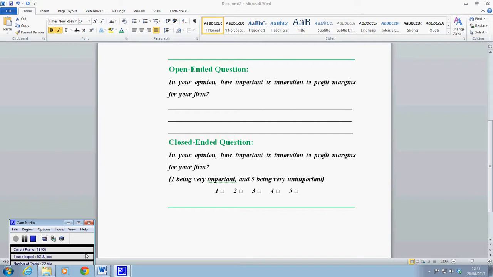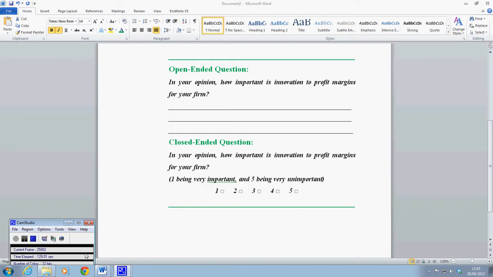However, with the open-ended question, you are giving the respondent the opportunity to answer the question in their own words. They may actually give you a clearer indication of their real views in terms of how important innovation is to profit margins. With the closed-ended question here, we have already determined the level of measurement that the variable is going to be. It's going to be ordinal. So you've provided ordered categories to the respondent in terms of the answer categories.